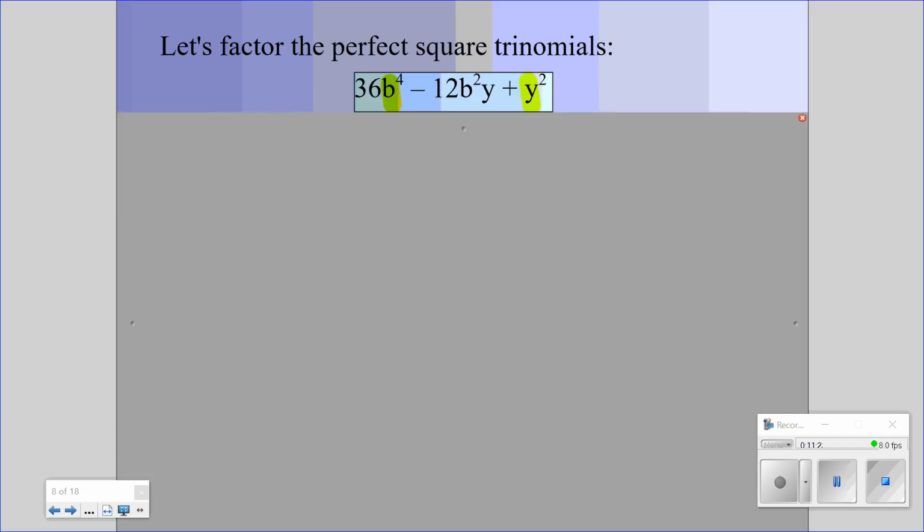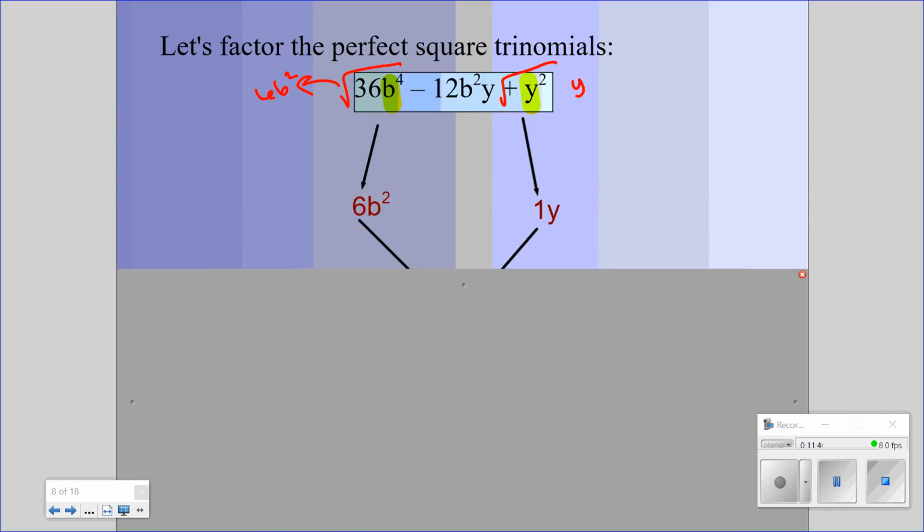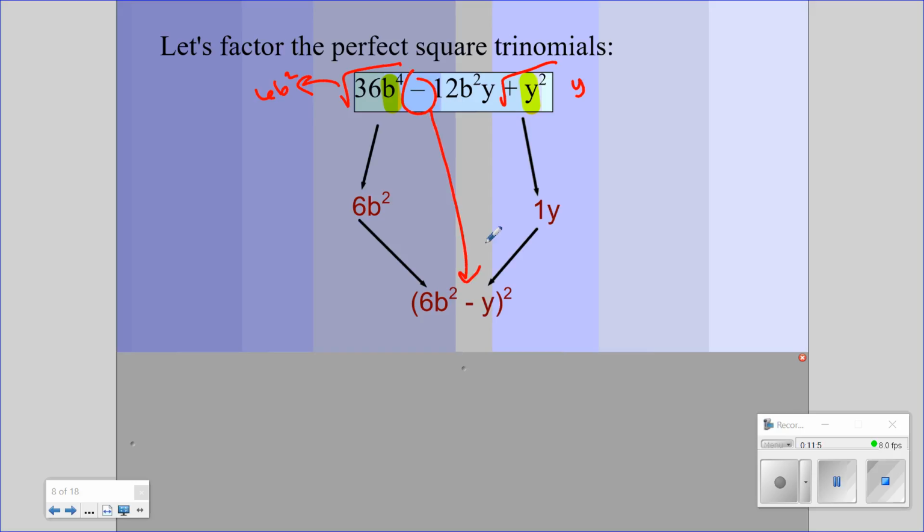And to practice once again this method, we confirm this one is a perfect square trinomial already as well. So let's factor it with our shortcut method. Take the square roots of the ends. 36b to the fourth, the square root of it was 6b squared. The square root of y squared is y. Those pieces go into your binomial, and whatever the middle term sign is, that's negative.